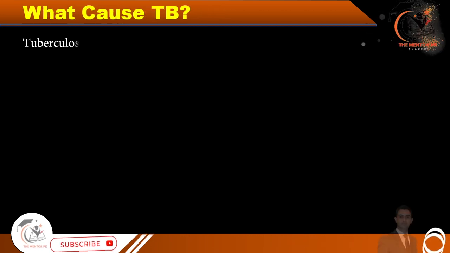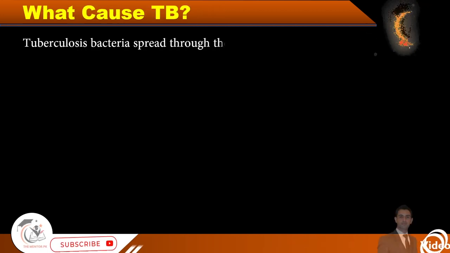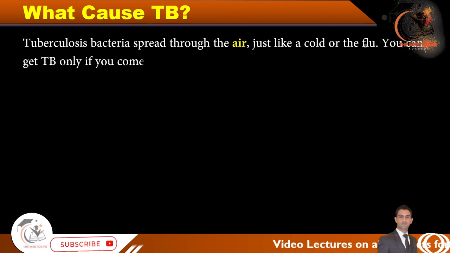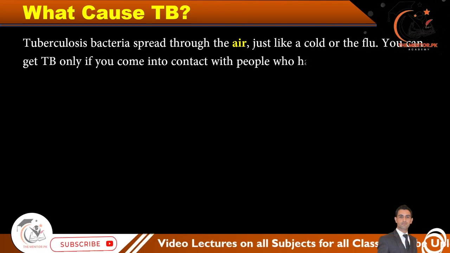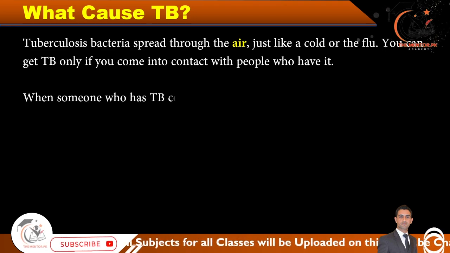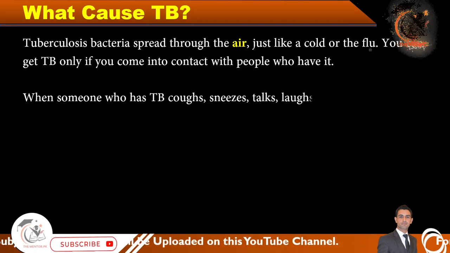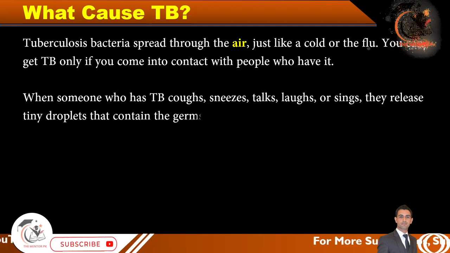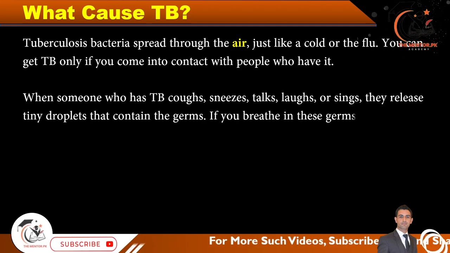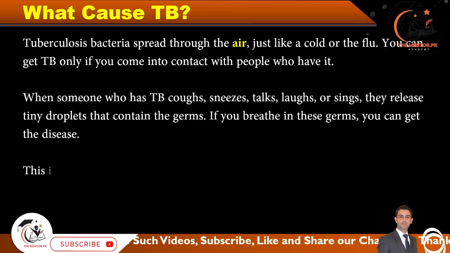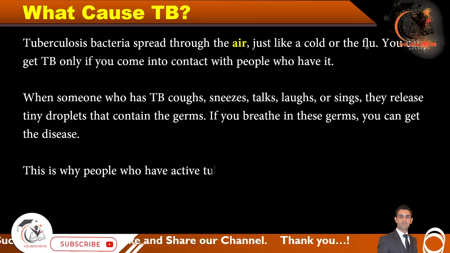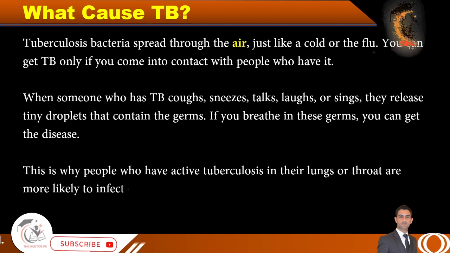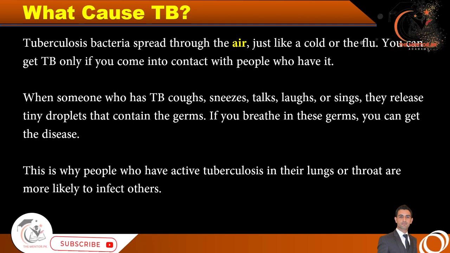Now, what causes TB? Tuberculosis bacteria spread through the air just like a cold or a flu. You can get TB only if you come in contact with people who have it. When someone who has TB coughs, sneezes, talks, laughs, or sings, they release tiny droplets that contain germs. If you breathe in these germs, you can get the disease. This is why people who have active tuberculosis in their lungs or throat are most likely to infect others.